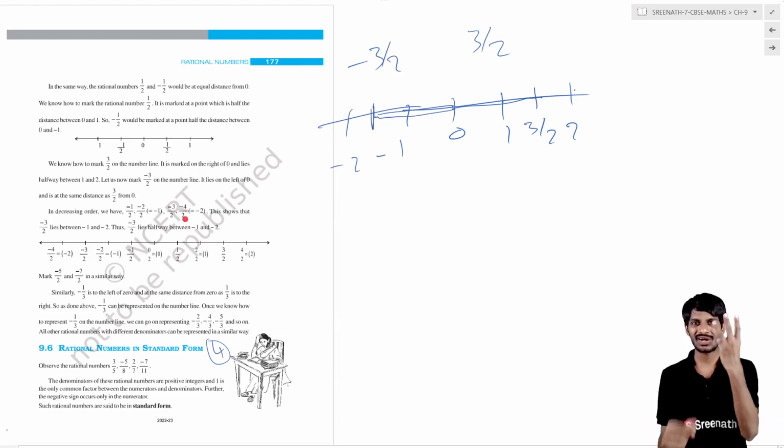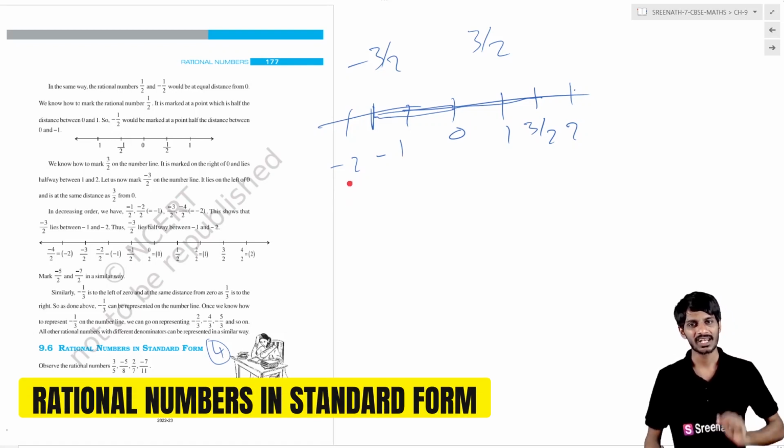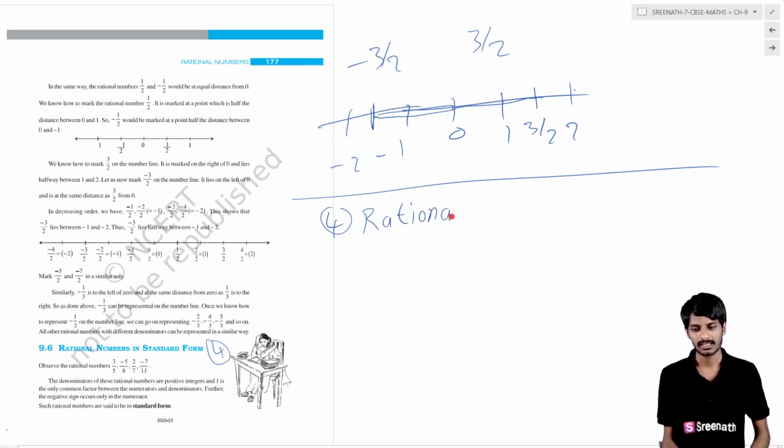So we have completed the third topic also, students. Now we are entering into the fourth topic. What is the fourth topic? The fourth topic is rational numbers in standard form. What is the standard form?